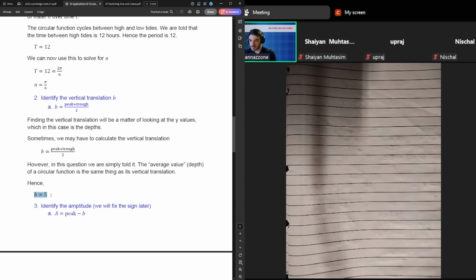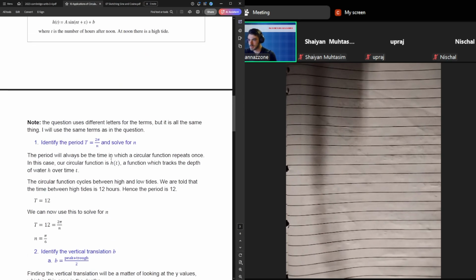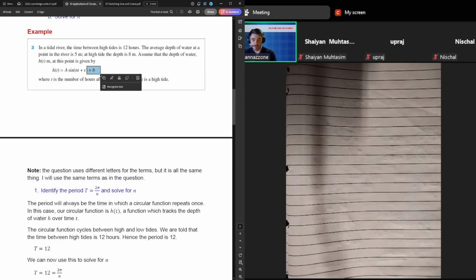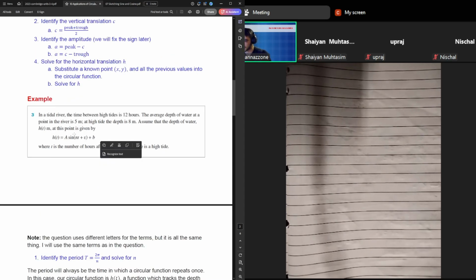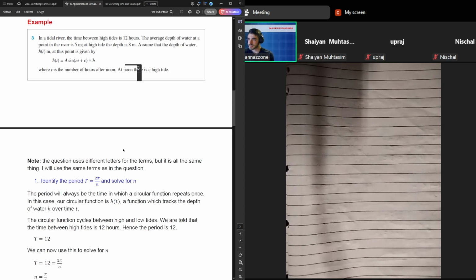If the middle is what we care about, then our vertical translation B is going to be 5. Now I say B because that's what the question had. Usually your vertical translation is a plus C. Doesn't really matter. Letters are letters. Okay, so to recap, we got N from our period. That was from this statement here. We got B directly from the next statement that followed: the average value of the height of the river.